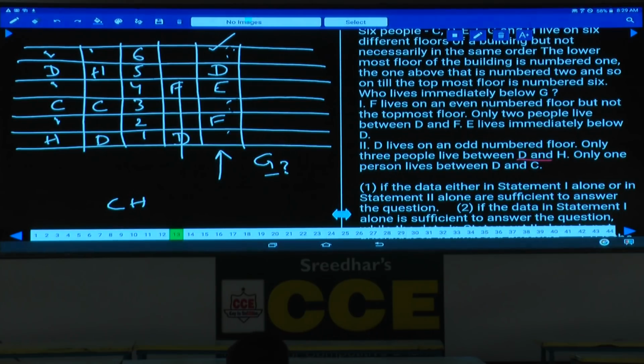Then what about condition number 2? D lives on an odd number floor, that is fine. Only 3 people between D and H, so H will be here, isn't it? Only 1 person lives between D and C. Only 1 person between D and C, so C will be here.